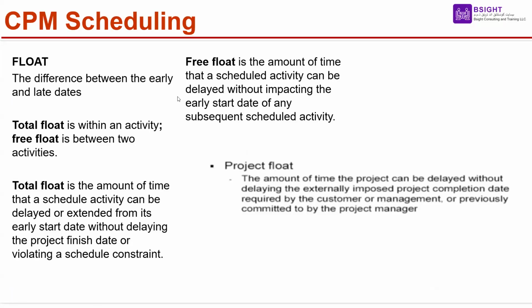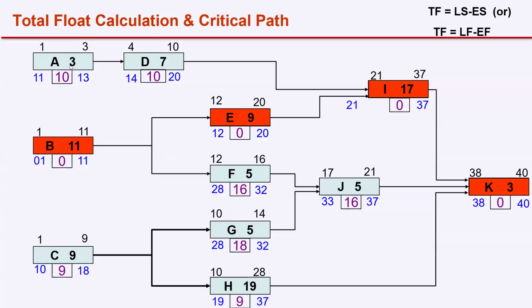You have three types of float: total float, free float, and project float. We just discussed total float. Total float is how long you can delay an activity without delaying the completion date of the project. For example, activity A, total float is 10 days. You can delay it up to 10 days from its early start. There will be no delay in the overall project.